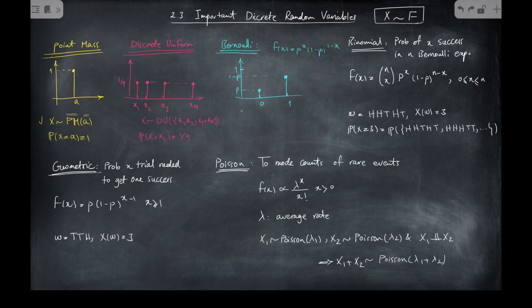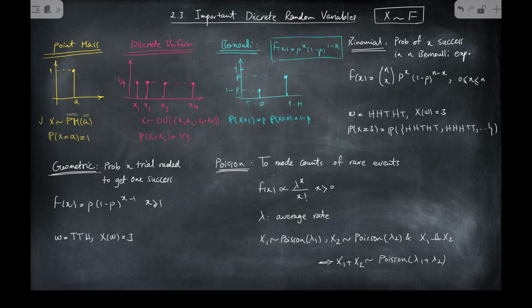Another important random variable is Bernoulli. This is the coin flip random variable. So the probability of head, for example, is P, and this is my head. This represents my tail. So the probability of x equal 1 is P, and the probability of x equals 0 is 1 minus P.